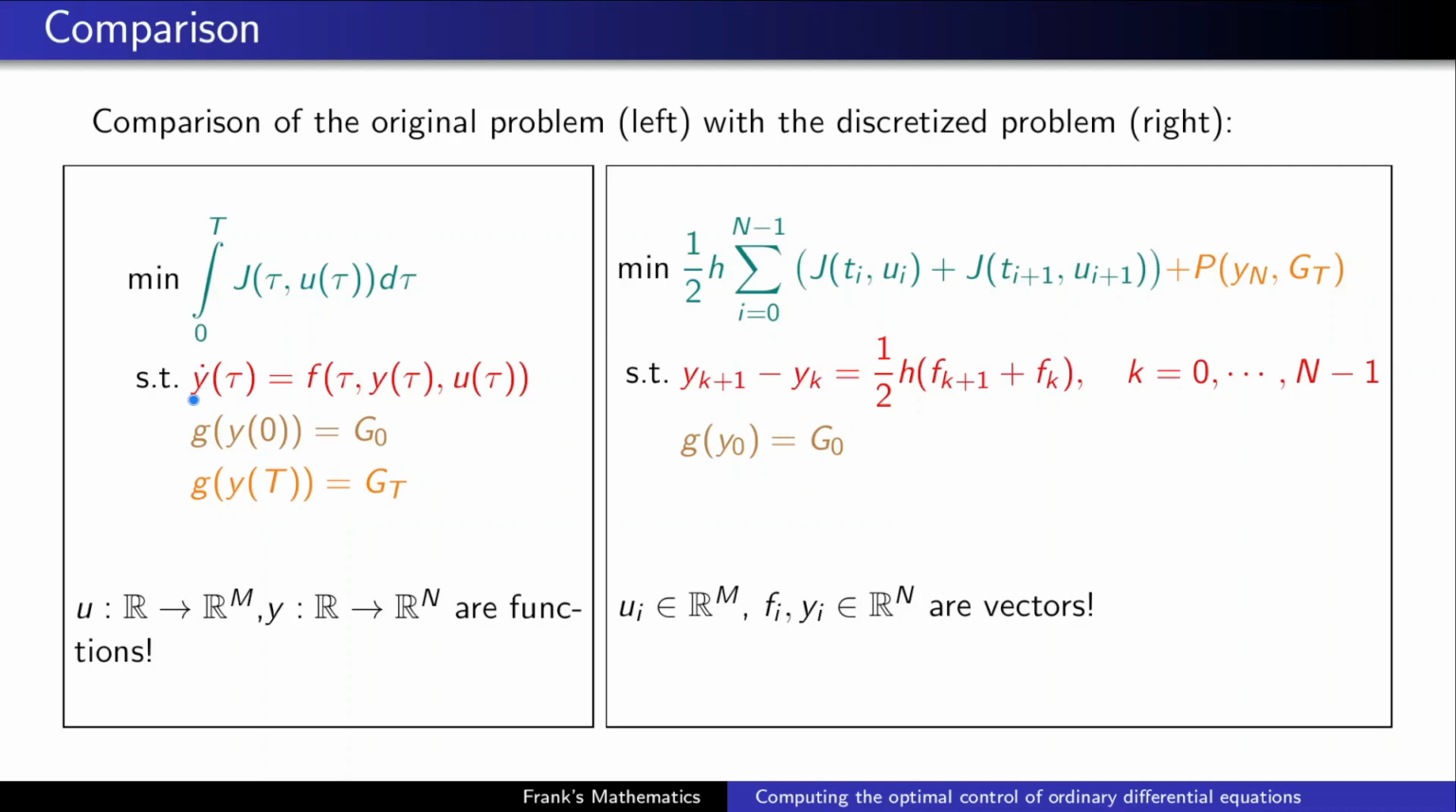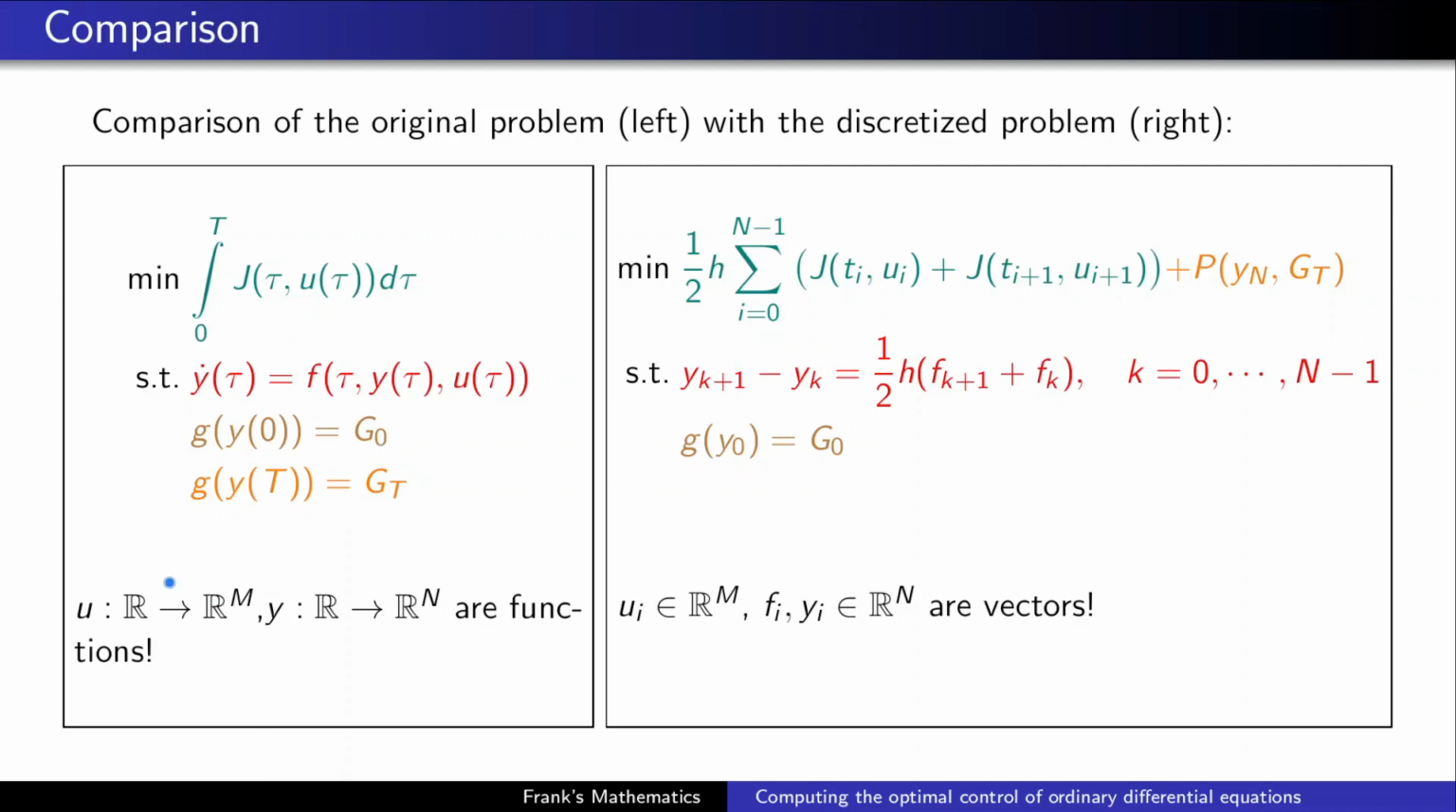Similarly, we treat the ODE. The ODE is marked on the left-hand side in red, and in the discretized version it transforms to n nonlinear equality constraints. So here is the ODE, and here you have the n equality constraints. For the brown one, our initial condition, y evaluated at 0, nothing changes. We just keep it unchanged.